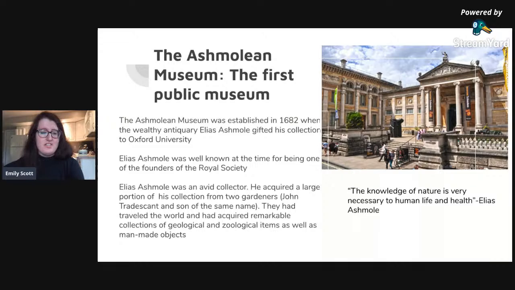Elias Ashmole was well known for being one of the founders of the Royal Society. So again, the public would be interested in the personal knowledge of Elias Ashmole. This is something about museums as well. Especially at this time, the general public would not be as educated as people would be now. So the idea that you could go to a museum and that you could learn from an esteemed individual, or at least experience the collections of an esteemed individual, would be really interesting to people.